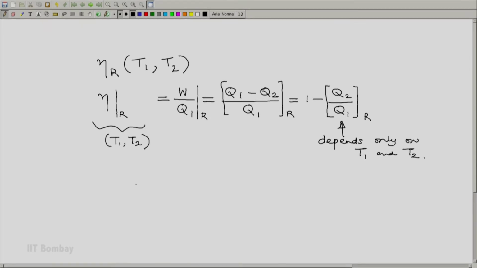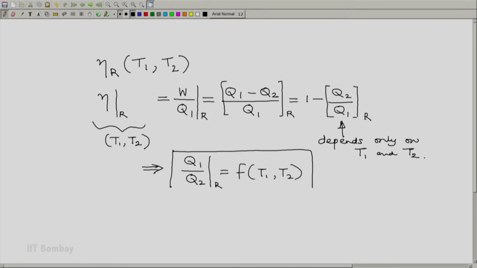In mathematical terms, we can write either Q2 by Q1 is a function of T1 and T2, or let us take the inverse of this and write that Q1 by Q2 for a reversible engine is a function only of T1 and T2 and of nothing else. This is a very important result.